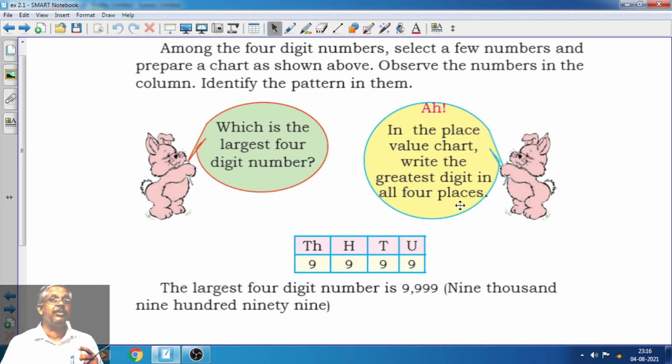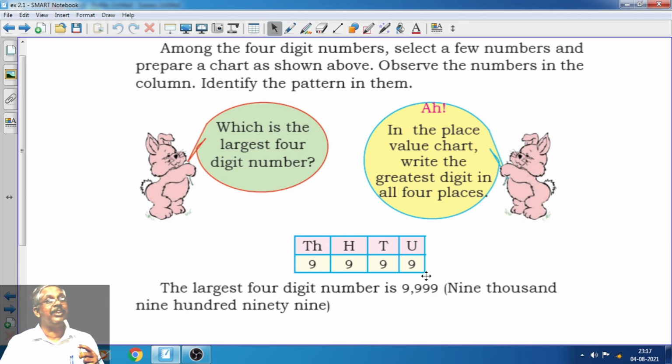Digits start from 0. 0, 1, 2, 3, 4, 5, 6, 7, 8, 9. So it starts from the smallest digit 0 to the highest digit 9. So between 0 to 9, 9 is the biggest one. You see, in the units place we have 9, in the tens place we have 9, hundreds place we have 9, and thousands place also we have 9, and that's why it is going to be the greatest number, which is 9999.